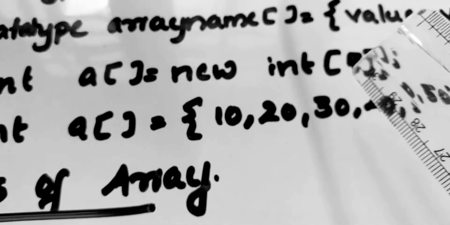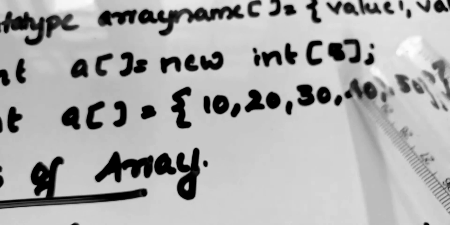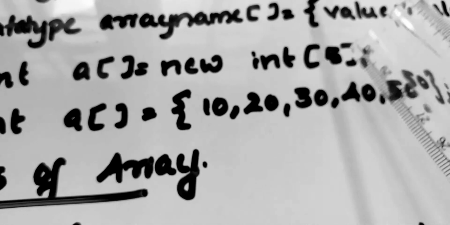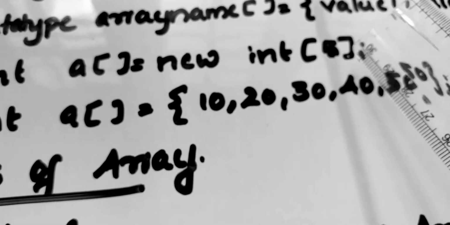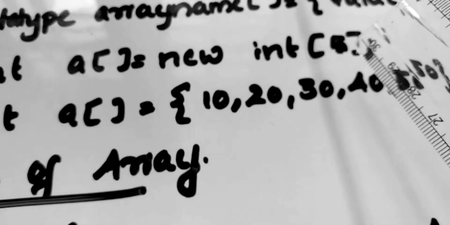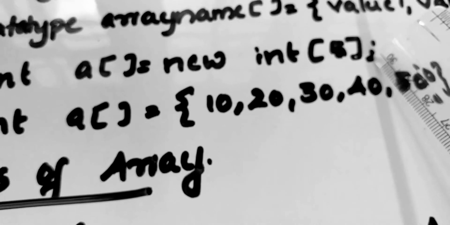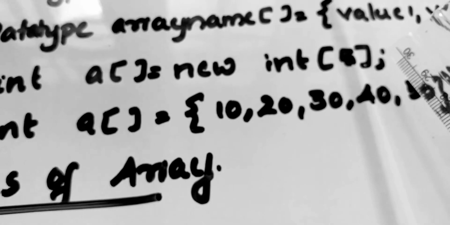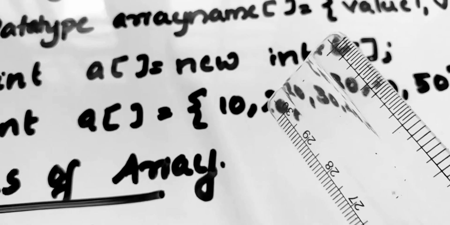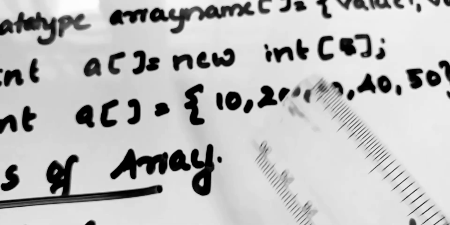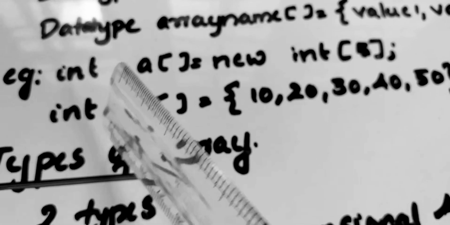Then equal to new, that is, the new operator is for creating or allocating memory for that array, then the data type, and this is the size. So here the size is 5. The meaning is that there are a total of 5 elements in that array. We can store 5 elements in the array. So this is one method of declaring an array. Here we are not assigning the values; we assign the values to the array by using a Scanner class statement.